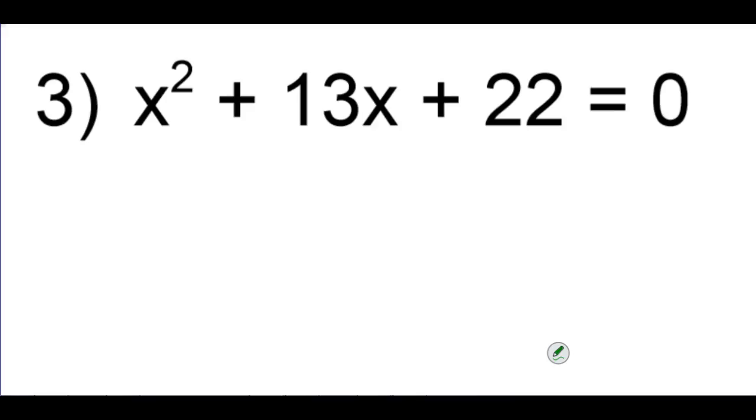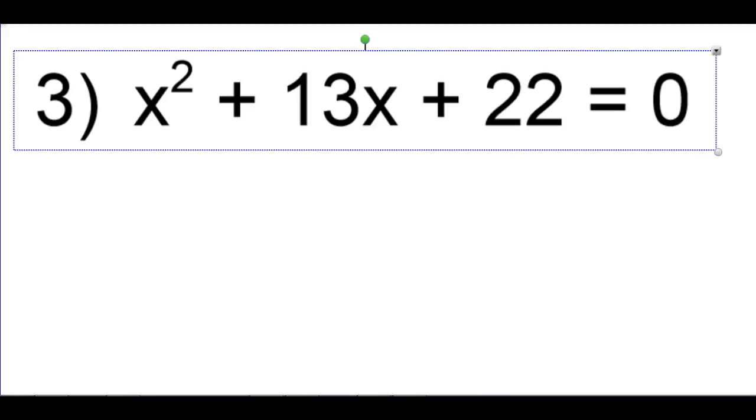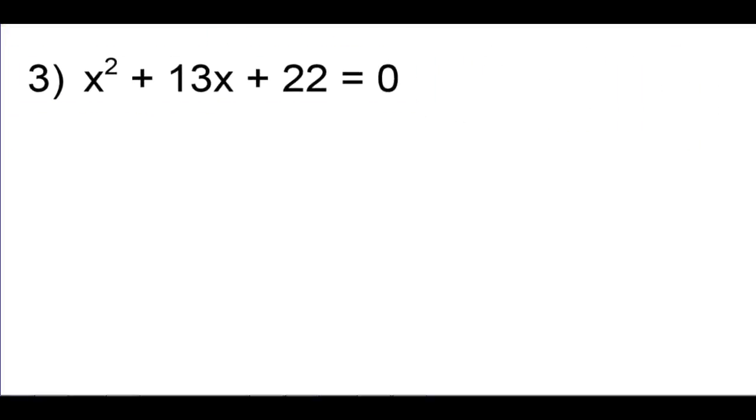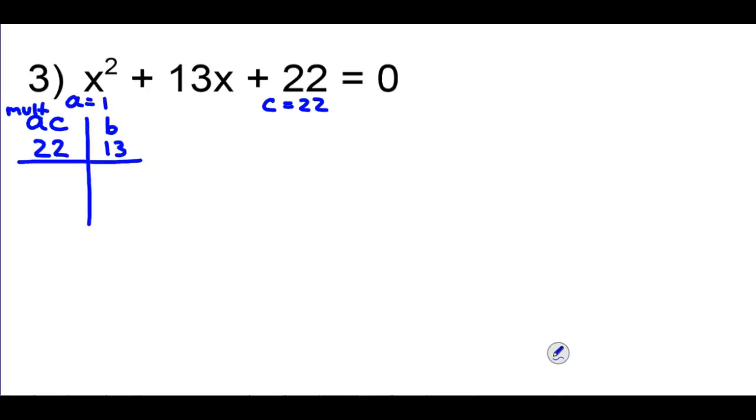Next. Oh, that's really, really big. So we're going to make that a little bit smaller. This is a trinomial with a leading coefficient of 1. So in this case, I'm going to be looking for 2 numbers that if I multiply them, I get a times c. Now, a and c are 1 and 22. So those 2 numbers, when I multiply them, I want them to equal 22. When I add them, I want them to equal 13.